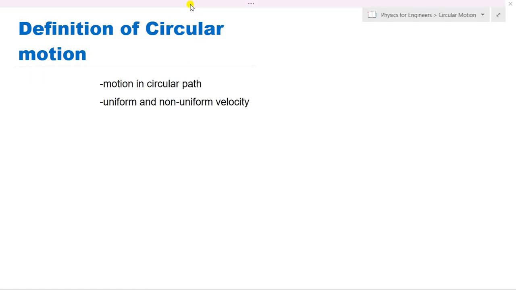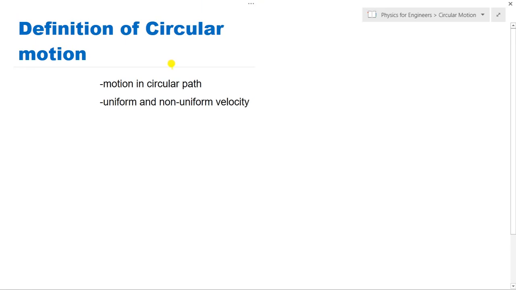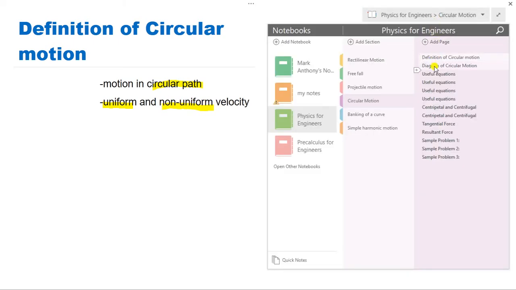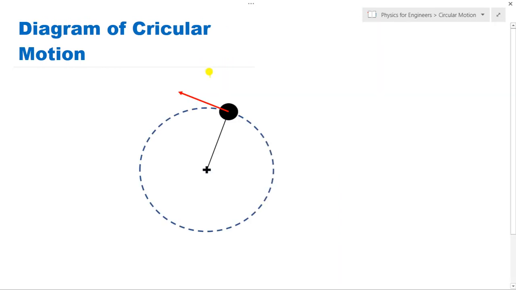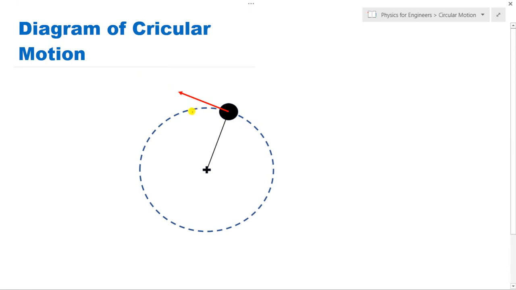Good day everyone. Today we are going to talk about circular motion. When we say circular motion, this is a motion that travels on a circular path, because the word itself is circular, or circle. This motion comprises both uniform, so we don't have acceleration, and also non-uniform, which has an acceleration. Then in order to illustrate what circular motion is, suppose we have this diagram right here.